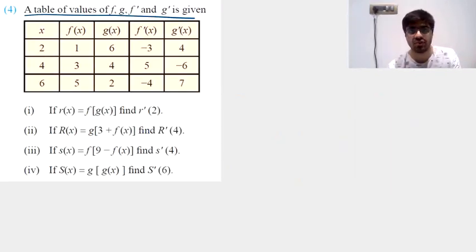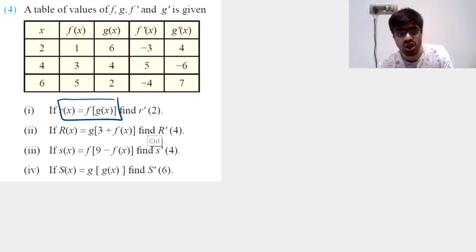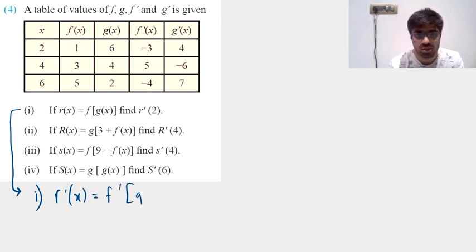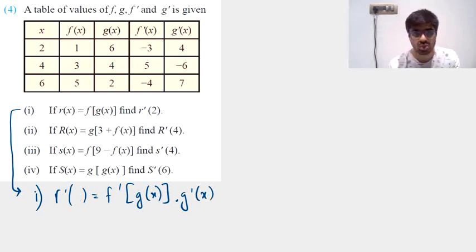Continue with the fourth one. A table is given for these values. R of x is given. R of x is f of g of x. You need r dash 2. So for the first one, you can say that r dash 2, right? First of all, r dash x, that will be f dash g of x into g dash x. And now you're putting x as 2.